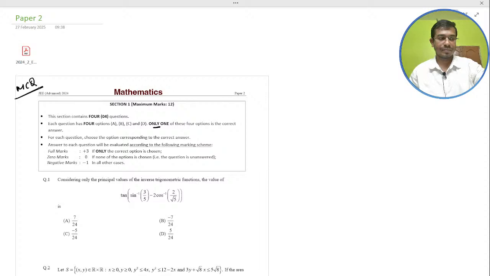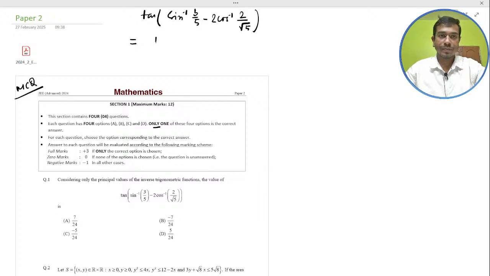Only the principal. So now the given equation, the tan of sine inverse c by 5 minus twice cos inverse 2 by root 5, this is equal to tan of tan inverse 3 by 4 minus twice tan inverse half.